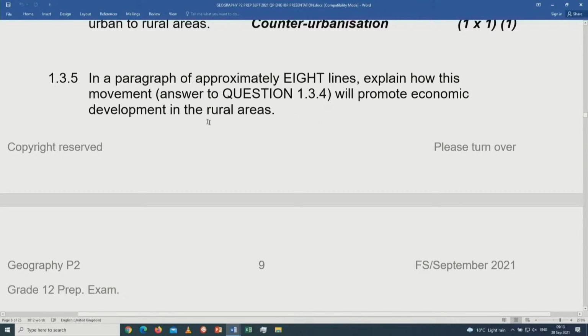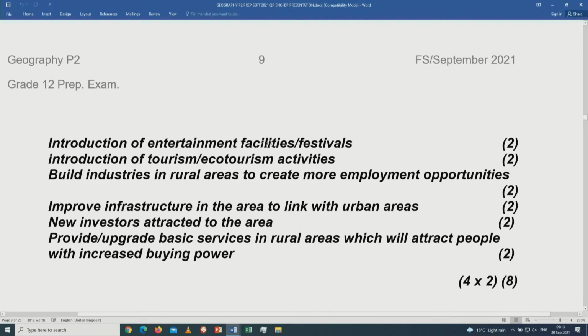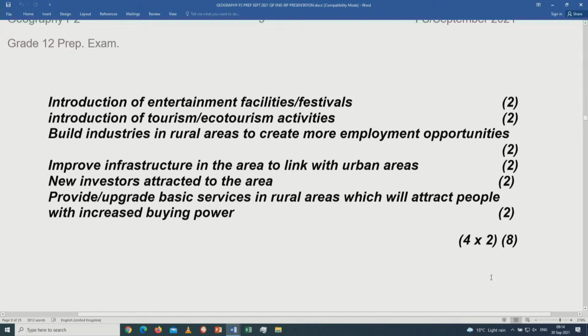that promote economic development in the rural areas. We have to introduce entertainment facilities and festivals, introduction of tourism and ecotourism activities, build industries in rural areas to create more employment opportunities, 2 marks, improve infrastructure in the area to link with urban areas, 2 marks, new investors attracted to the area, 2 marks, upgrade or provide basic services in rural areas which will attract people with increased buying power, 2 marks. I think there are ample possible answers here. Again, you only choose 4 out of all of these. So it is 4 multiplied by 2, which equals 8.